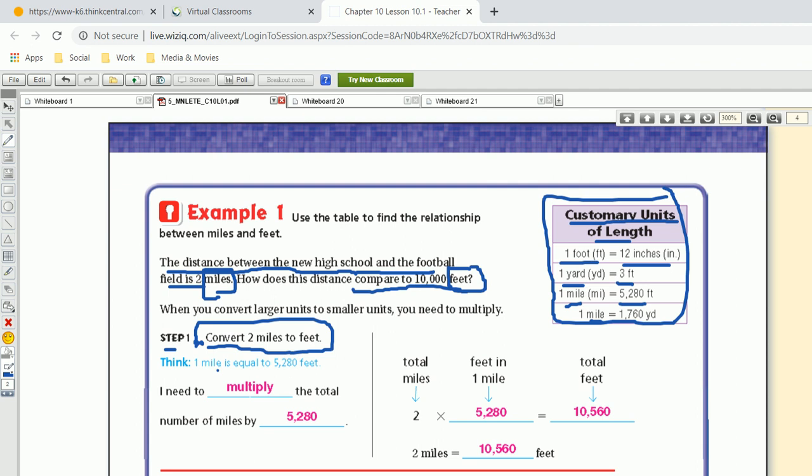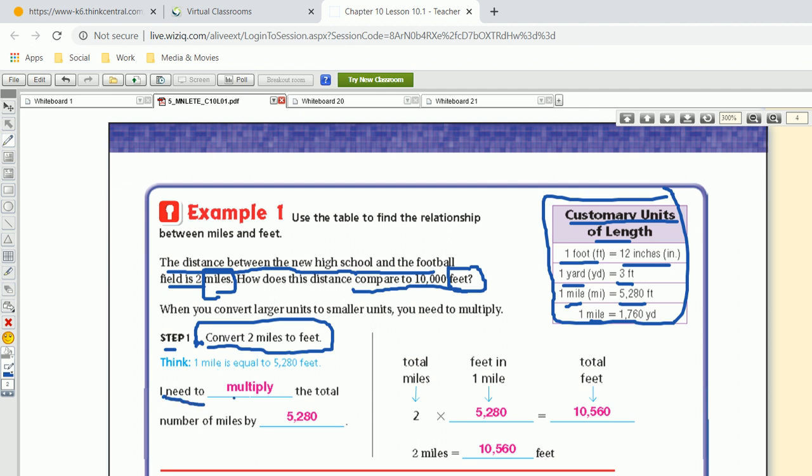So you have to multiply, because multiply is easier than division. So every time, as a rule, if you want to convert any number or any unit, convert from big to small, because multiplication is easier than division. So you have to multiply.